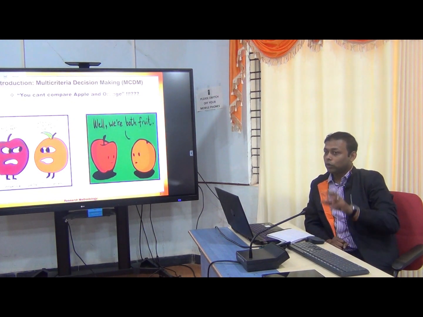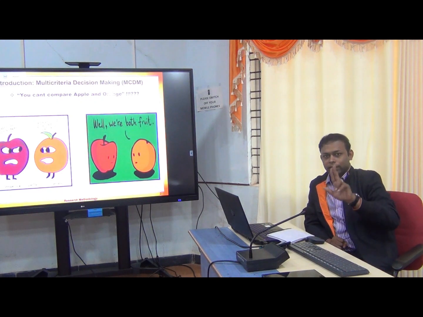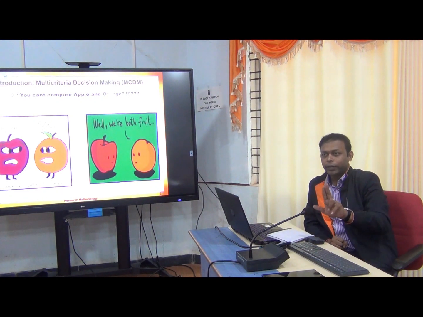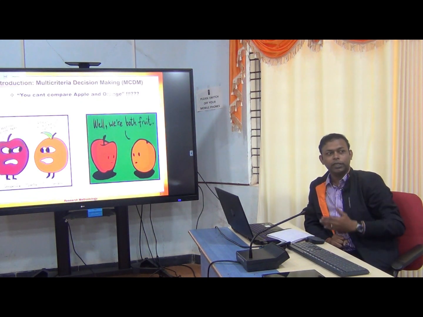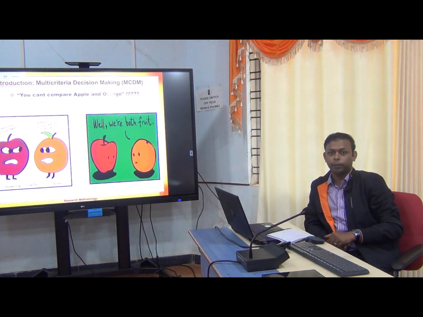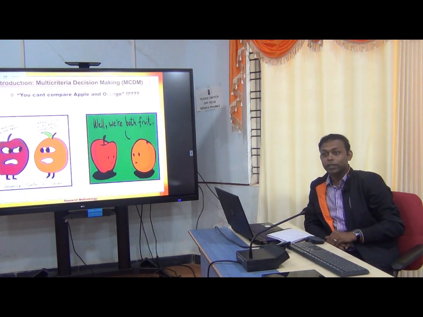So that means there are two points. First, subjectivity increases uncertainty, which increases the complexity of decision making. Second, if you convert that subjectivity into some quantitative parameter, it becomes much easier to make a decision.